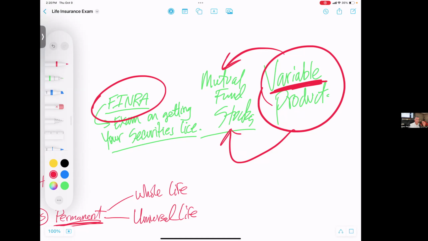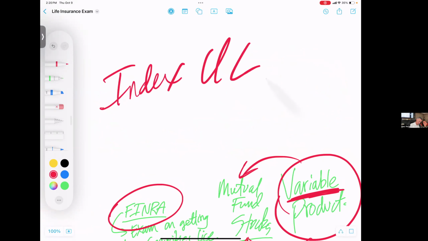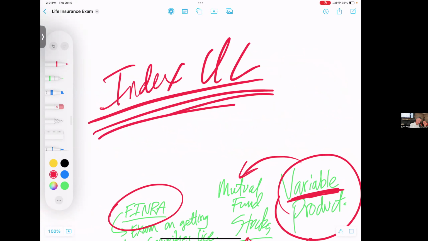If it doesn't have the word variable, then you don't need a securities license. For example, index universal life. Does it need a securities license? No, because it doesn't have the word variable. You need the word variable in there. So for index universal life, you do not need your securities license.